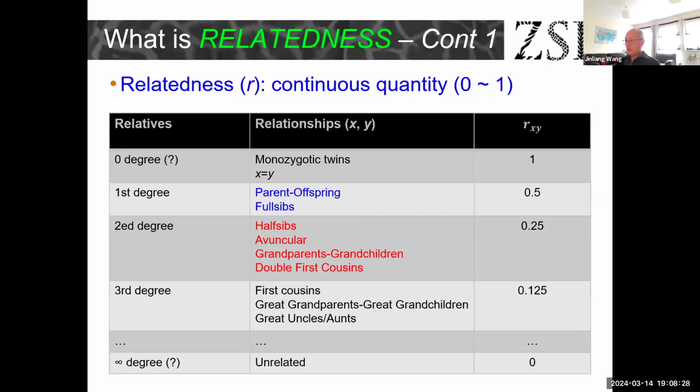So here are some common relationships. For example, the first degree relatedness refers to parent-offspring and full sibs. Their relatedness is 0.5, while the second degree relatedness usually refers to half-siblings, avuncular, grandparent-grand offspring, double first cousins. Relatedness value is 0.25, and so on and so forth.